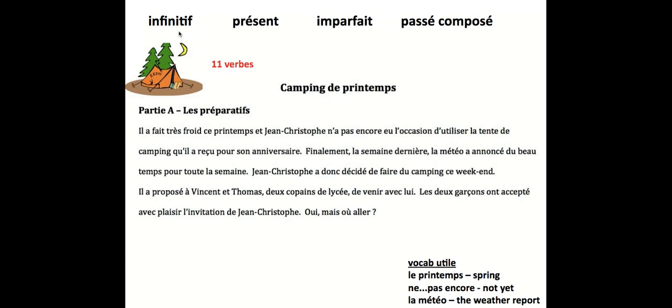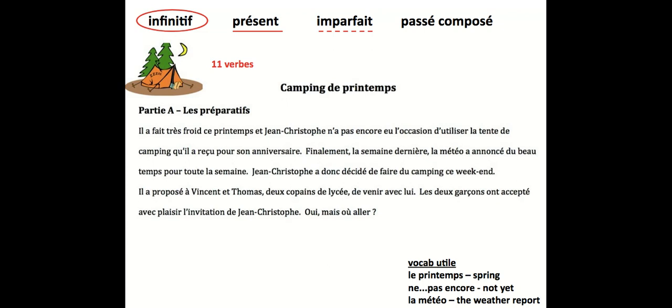So each time you find a verb that's in the infinitive form, remember that's a verb that ends in ER, IR, or RE, you are going to circle it. Each time that you find a verb that is in present tense, you are going to underline it, just a normal underline. Each time you find a verb that is in imparfait tense, remember those endings, ais, ais, ait, ions, iez, aient? You're going to do a little dashed underline.